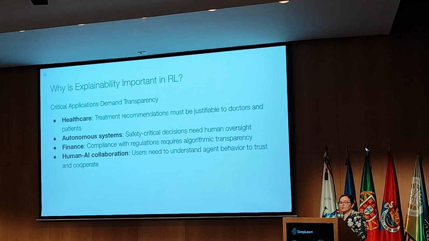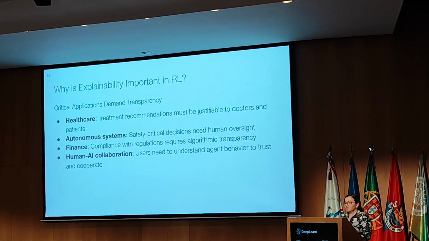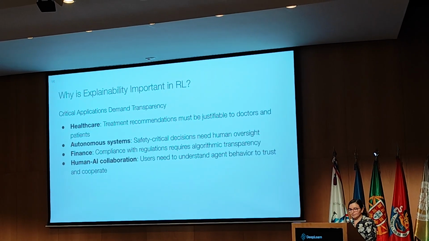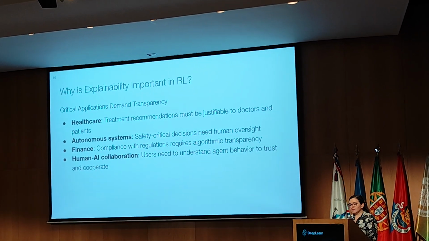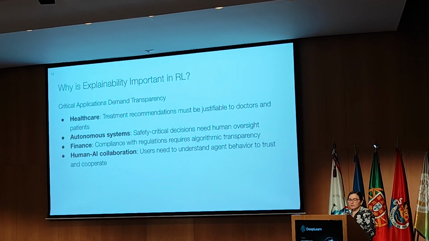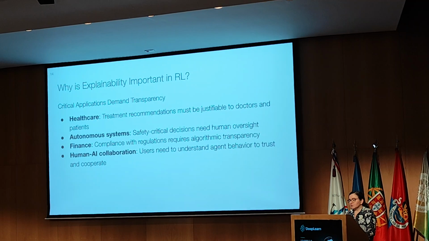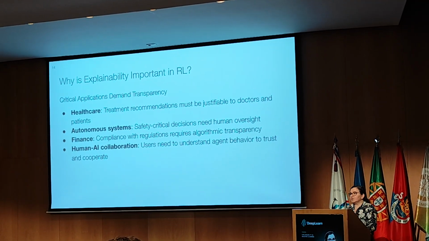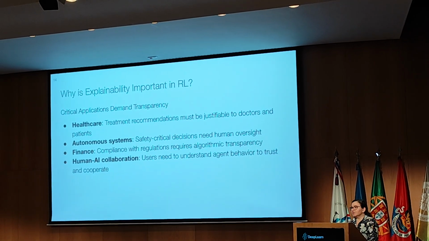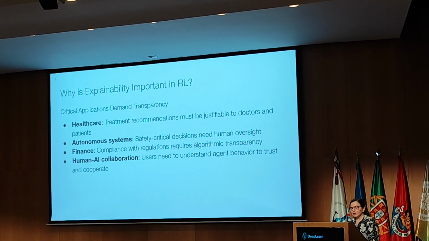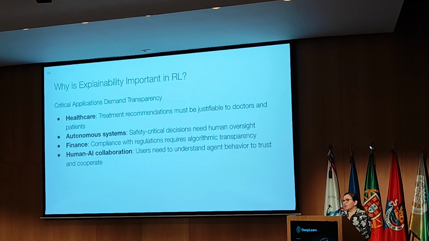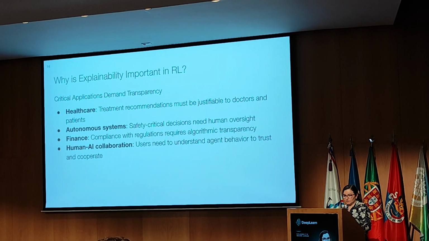So now coming to XRL, why is that important? Again, a lot of critical applications, especially in RL, demand transparency. Let's say in healthcare, if you have a treatment, you would like to know why this decision has been made. In autonomous systems as well, it's very important. It's good for safety, for understanding and debugging. In finance, we would like to have compliance with some regulations. And in human-AI collaboration, we would like the human to understand the agent to better trust the agent.